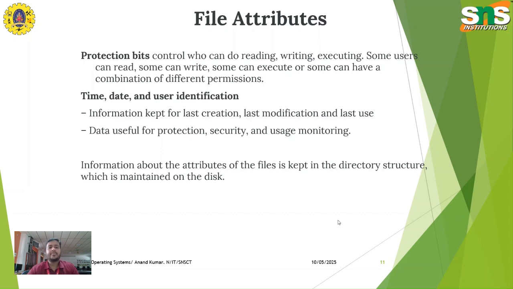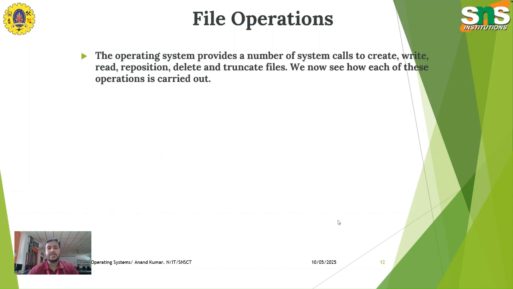Next is time, date, and user identification. This is the information kept for the last creation, last modification, and last use. This last means the recent contribution of the user to the file. The data is useful for protection, security, and usage management. As I told you, there is something called the directory structure, and the file attributes are most probably stored in the directory structure, which is maintained on the disk.